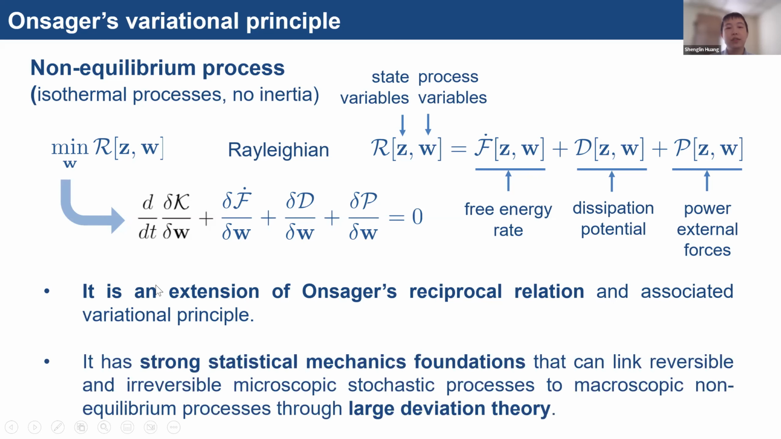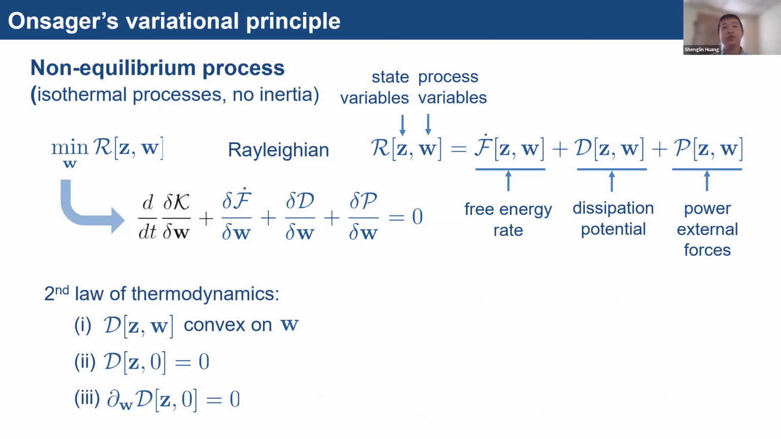And moreover, in recent years, mathematicians have shown that there is a strong relation between the microscopic stochastic process and the continuum level non-equilibrium process. By using the large deviation theory, we can connect these two processes with the Onsager variational principle. So moreover, when describing the non-equilibrium process, we also need to have some constraints, particularly the second law.